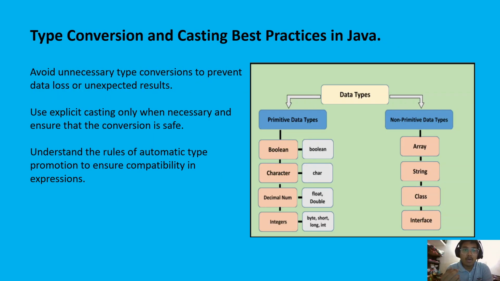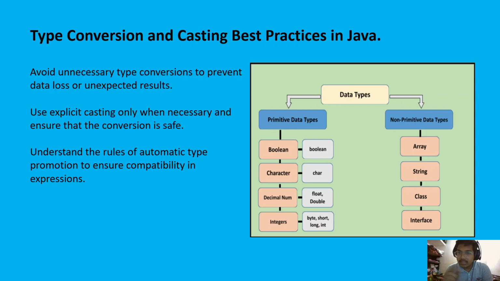And some of the basic type conversion and casting best practices in Java. We should avoid unnecessary type conversions to prevent data loss and unexpected results. We should use explicit casting only when necessary, because it has the risk of loss of data, and so we have to ensure that the conversion is safe. Understand the rules of automatic type promotion to ensure compatibility in expressions.